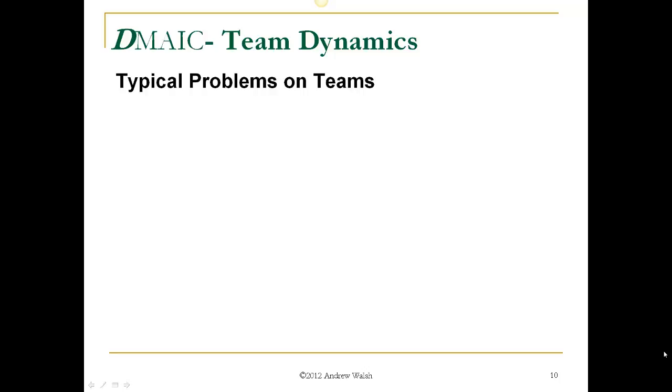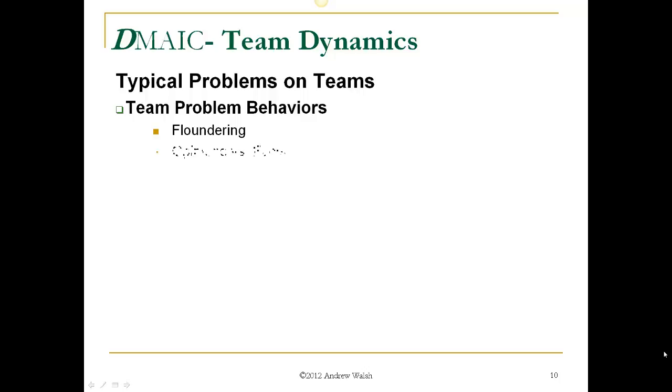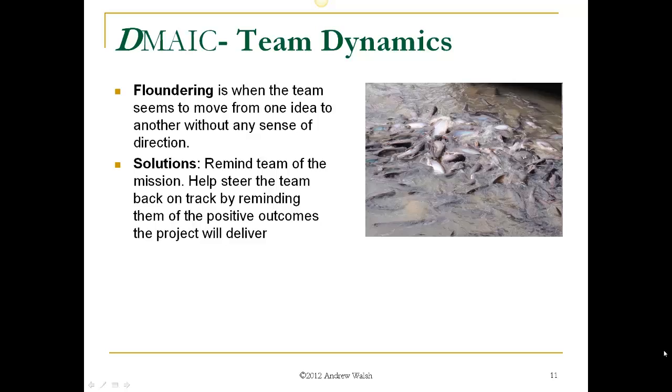Typical problems on teams. Team problem behaviors. Floundering. Opinions versus facts. Groupthink. Rushing to finish. Wanderlust. Floundering is when the team seems to move from one idea to another without any sense of direction. Solutions: remind the team of what the mission is. Help steer the team back on track by reminding them of the positive outcomes the project will deliver.